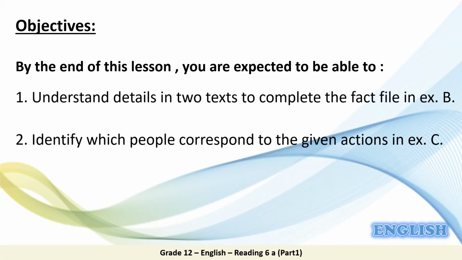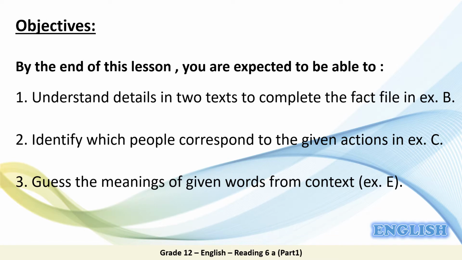There are three objectives for today's lesson. The first one is you're going to understand details in two texts in order to complete the fact file. You are going to identify which people correspond to the given actions. This is in exercise C. And you'll be able to guess the meanings of given words from contexts. This is in exercise E.